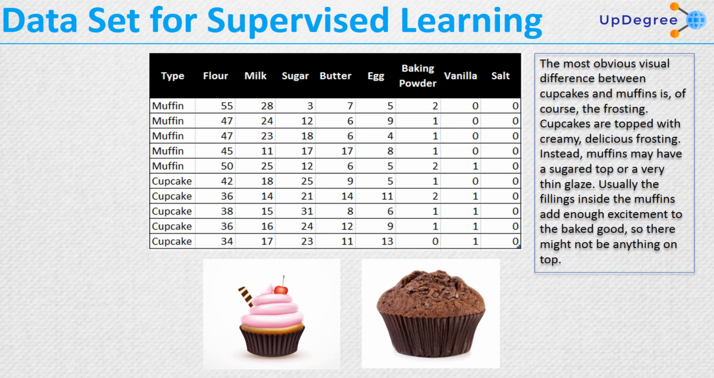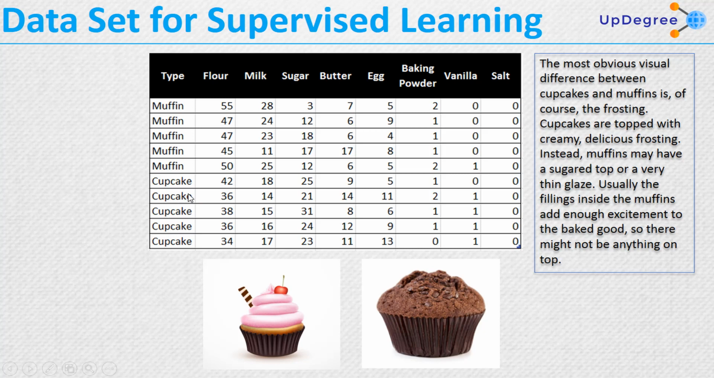Now you see in these two different items, the muffins and cupcakes, we have a set of recipes. Each recipe requires multiple ingredients, like flour, milk, sugar, butter, egg, baking powder, vanilla and salt. The respective proportions depend on whether we are going to prepare muffins or cupcakes. So here you can count 1, 2, 3, 4, 5, 6, 7, 8. So 8 feature attributes are there and 1 outcome attribute is there. This outcome attribute has two classes, muffin and cupcake. So two classes are there.